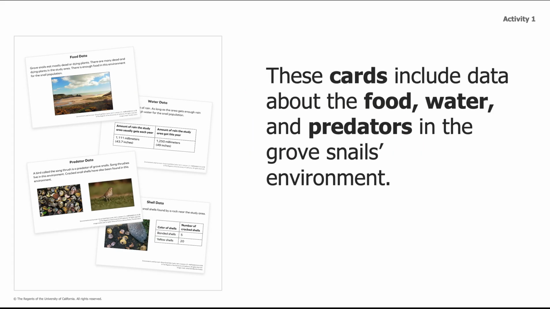For this week, you're going to get a couple of cards that include different data about the food, water, and predators in the grove snails' environment. This is going to be very similar to a couple of weeks ago when you studied different animals and organisms and pretended that they could be in different environments, and you had to determine whether their needs were going to be likely met or unlikely met or not at all. But this time we are focusing specifically on the grove snails.